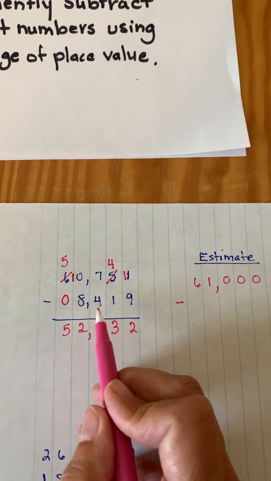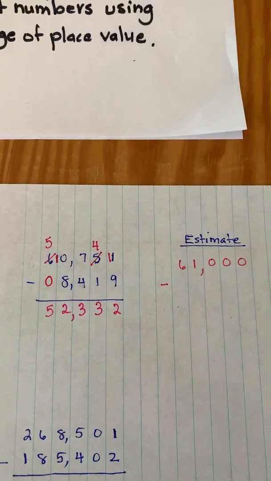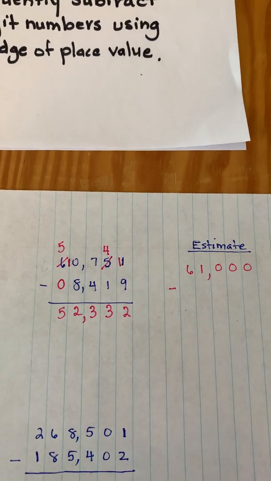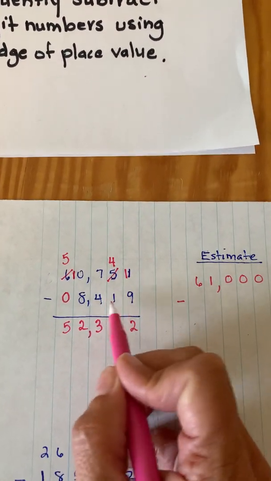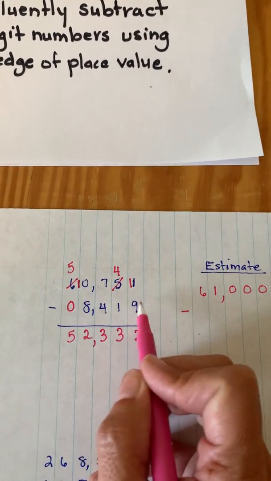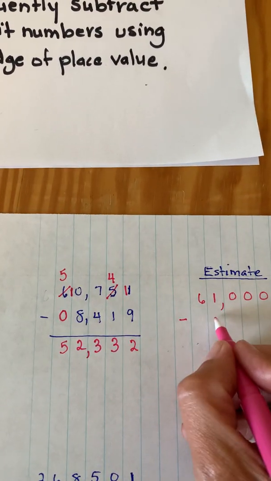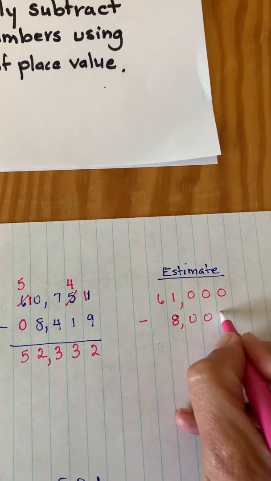this number is going to round to 61,000. Now, let's look at 8,419. If I'm thinking of my number line, it begins at 8,000, it ends at 9,000, and in the middle again is 8,500. If I look at my hundredths place, I see that 419 is less than 500, so this is going to be closer to 8,000. So I'm going to write 8,000 here.